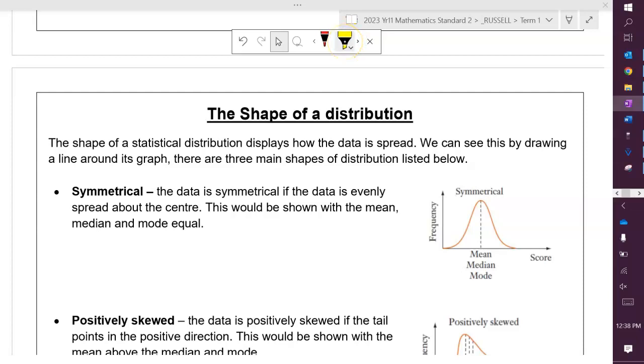In this lesson, we're looking at the shape of a distribution. The shape of a distribution displays how the data is spread, and we can see it by drawing a line around the graph. And there are three main types.